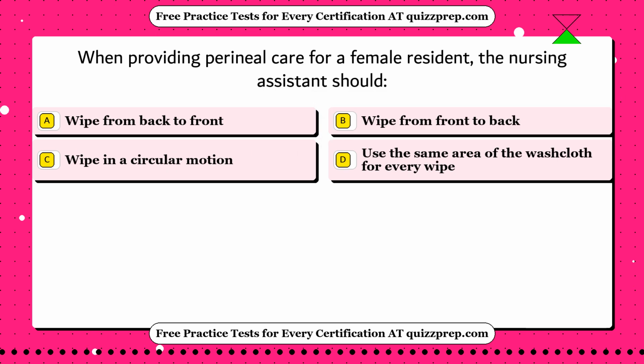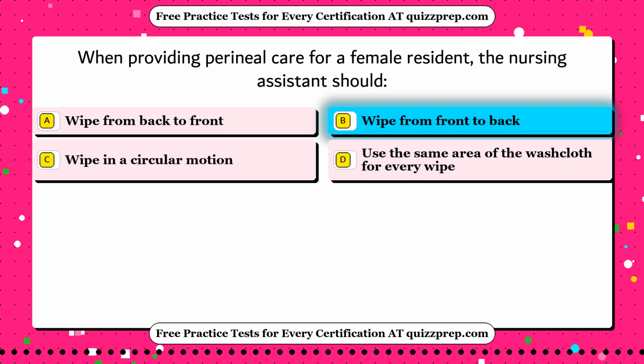Question 29. When providing perineal care for a female resident, the nursing assistant should: Option A, wipe from back to front. Option B, wipe from front to back. Option C, wipe in a circular motion. Option D, use the same area of the washcloth for every wipe.